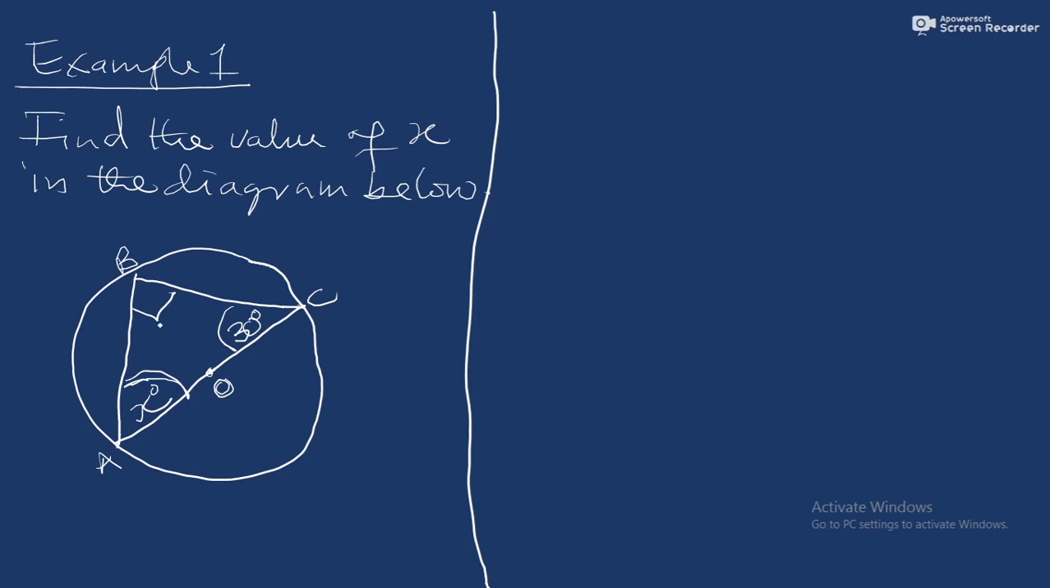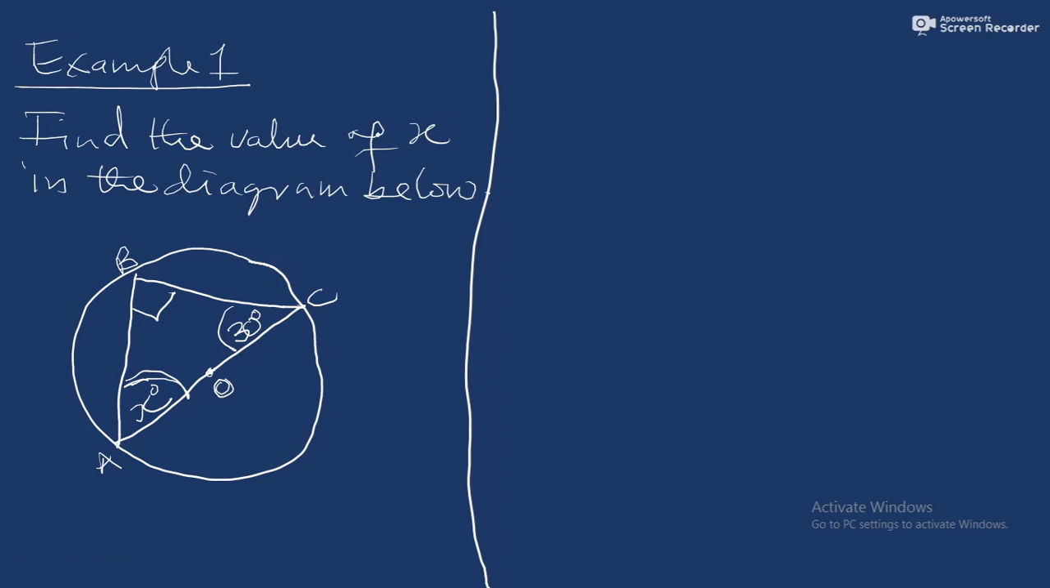Now the theorem has made us aware that this angle is 90. So knowing that this is 90, the 90 plus this 30 plus the x should be equal to what? 180 degrees. I hope you get it. Good. So let's now solve for x.